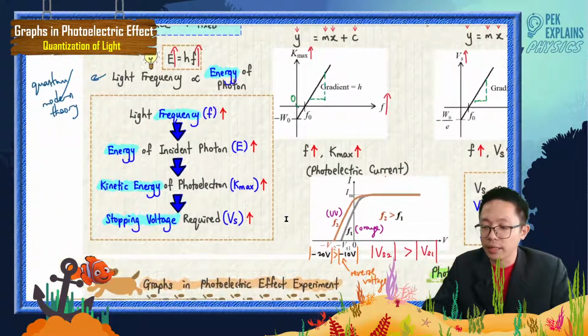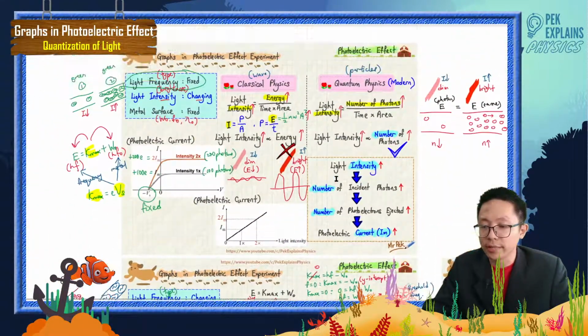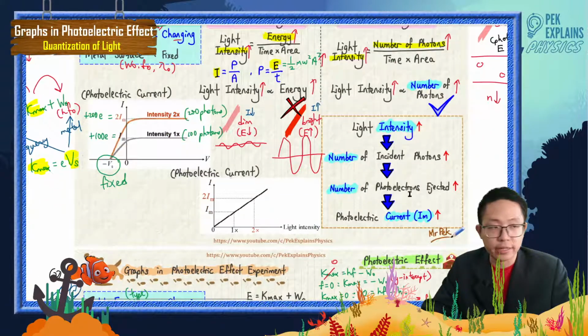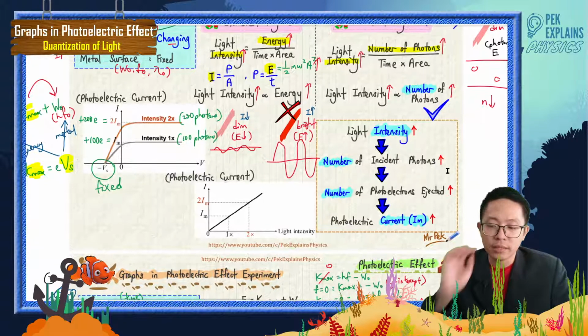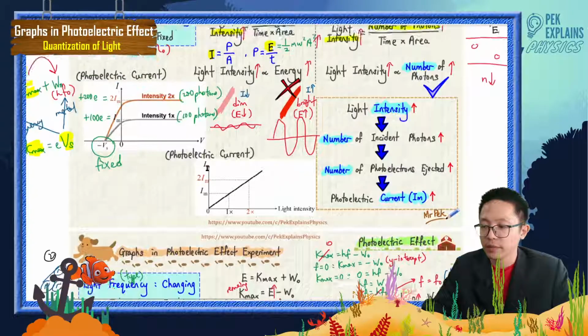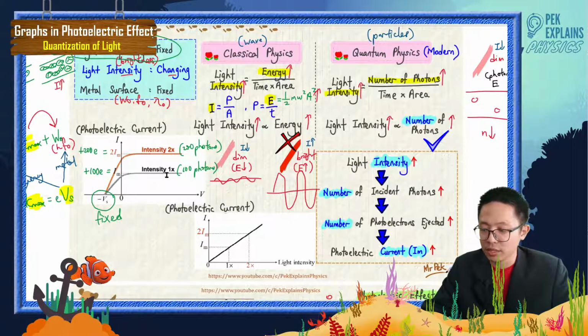So I just want to conclude that intensity just changes the current. The higher the intensity, it means more photons, so more current. You can see the stopping potential is fixed, but the saturation current will increase. Intensity just changes the saturation current, but the stopping potential is fixed.